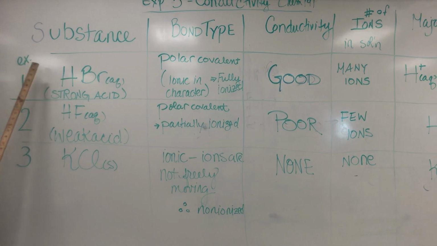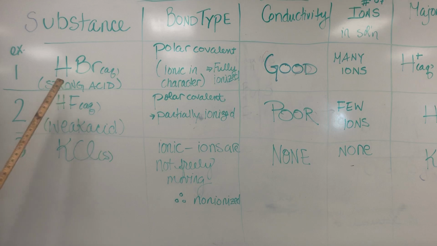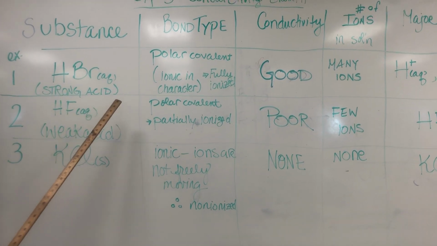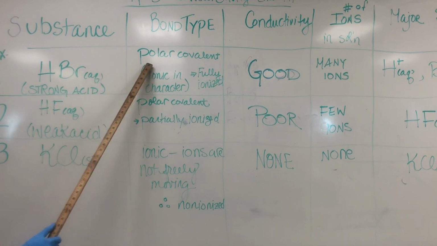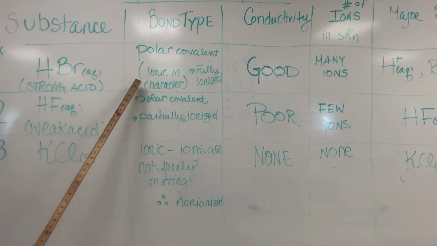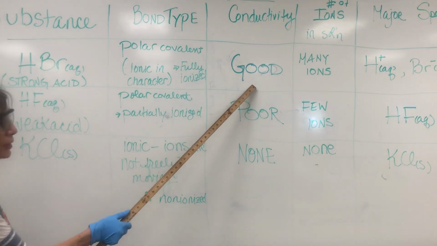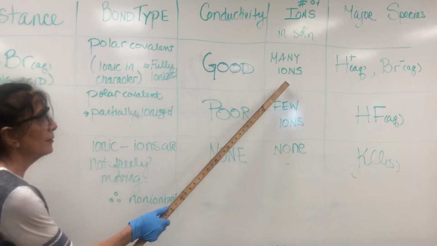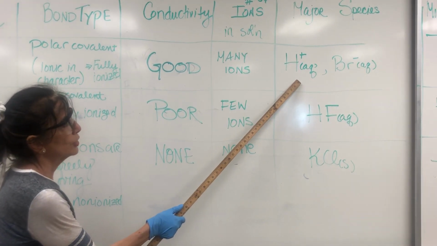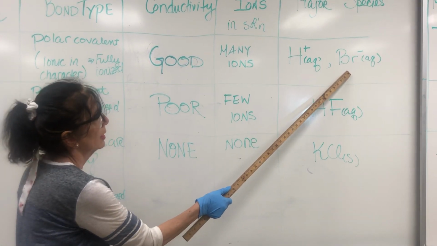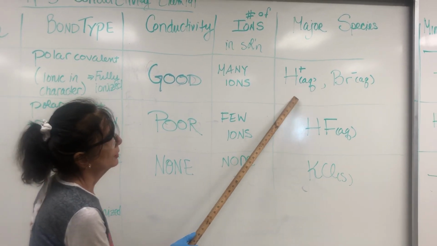Strong acids, strong bases, and completely soluble salts are going to completely dissociate in water and conduct electricity. And so we have the bond type for HBr, as my example, is polar covalent, but it's ionic in character. So it fully is ionized. It's going to have very good conductivity because everything's ions, so there's many, many ions. The major species are the hydrogen ion and the bromide ion, and this technically is even better being called hydronium, but whatever, you can call it hydrogen ion.